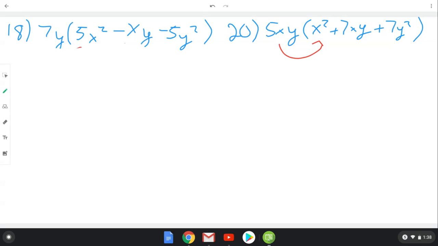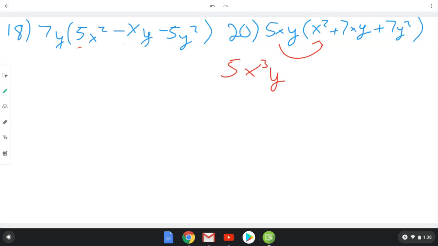So I don't have a number in front of the x squared, so it's just going to be 5. I have an exponent of 1 here, so I have x times x squared is going to be x to the third, right? 1 plus 2. So I have x to the third. And then there's a y here, but there's no y over here, so it's just y.